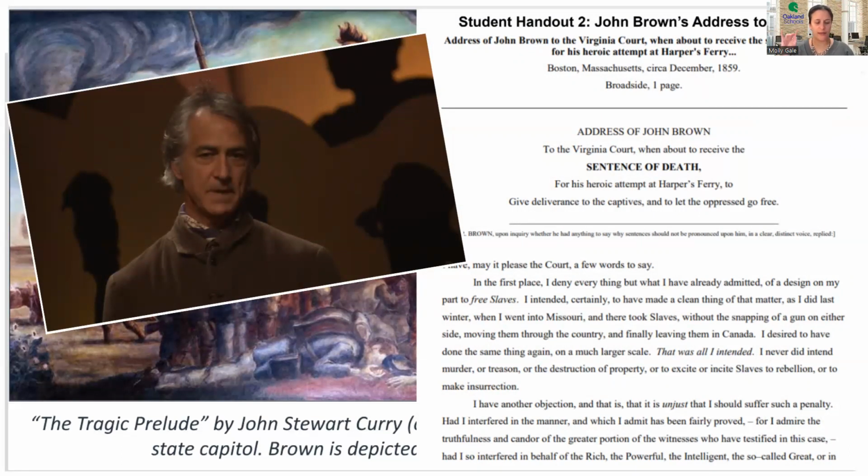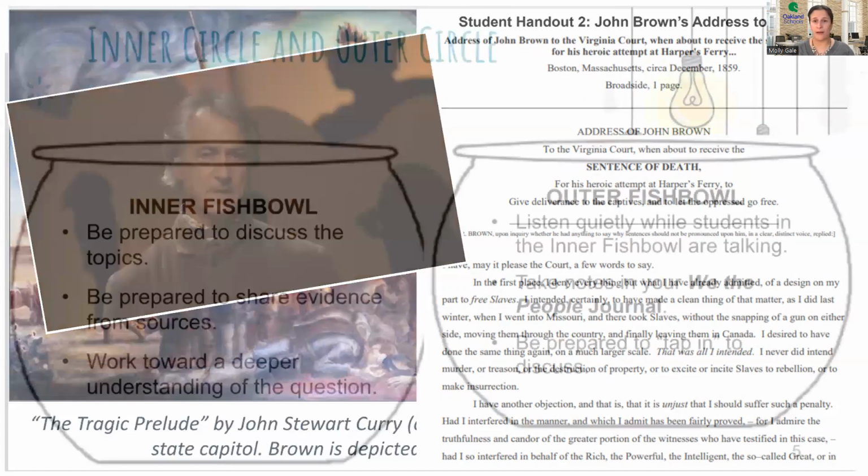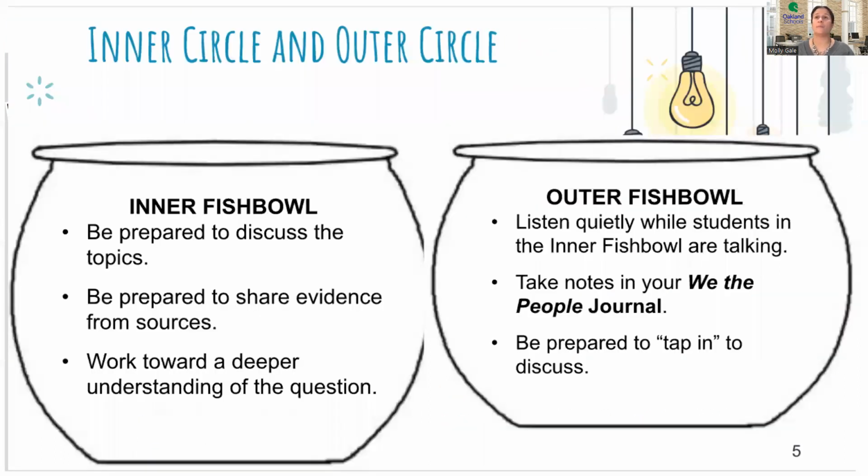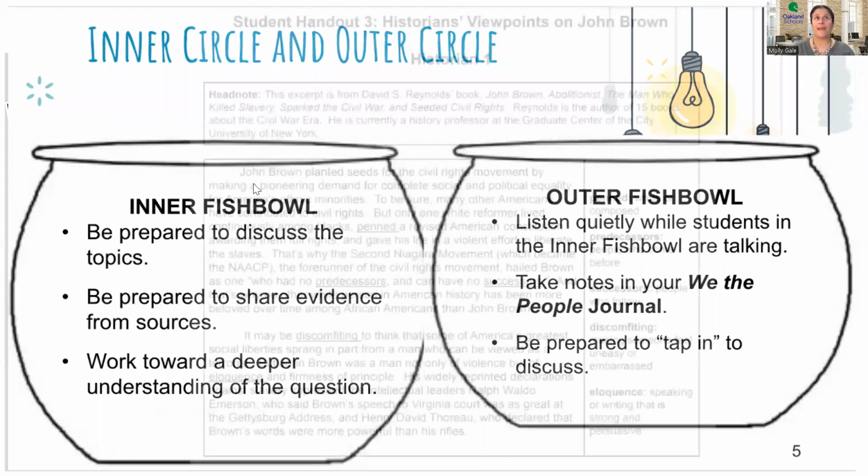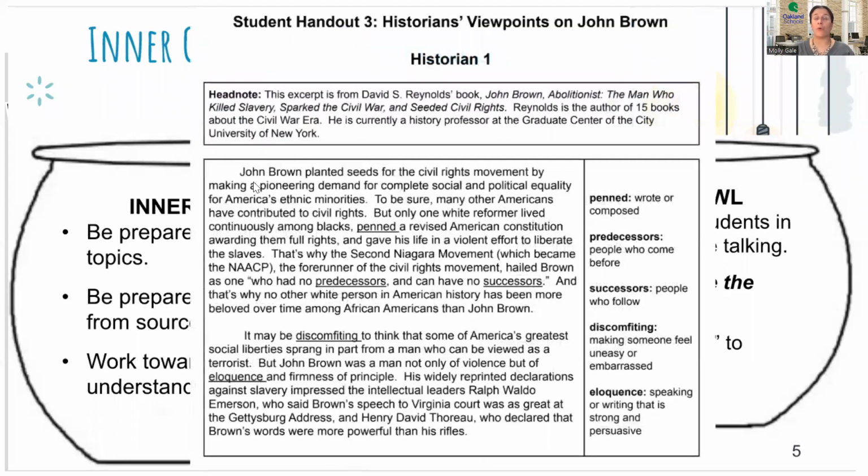And as they do, they're again using two colors of highlighter. What are they noting of evidence that he was a martyr, and what does he say that is evidence that he was a domestic terrorist? So they track both of those throughout his speech, and then they have a chance to talk about it again. So we're bringing them back to the fishbowl setup, and they end the lesson by looking at what historians say about John Brown.